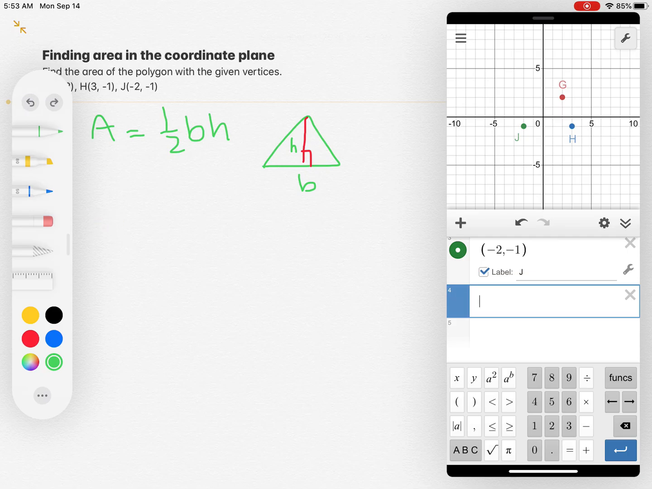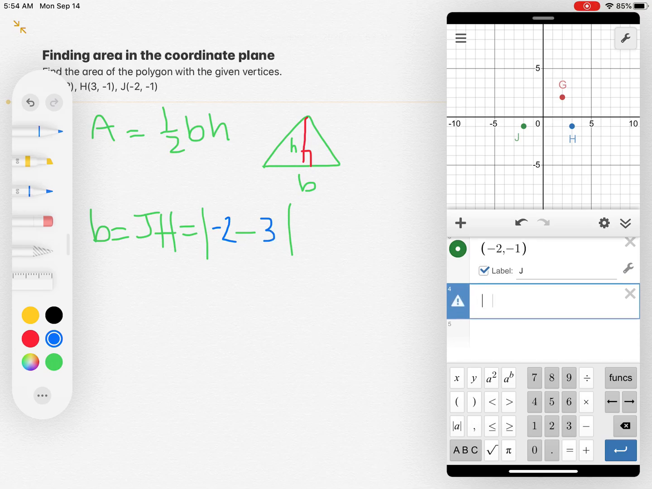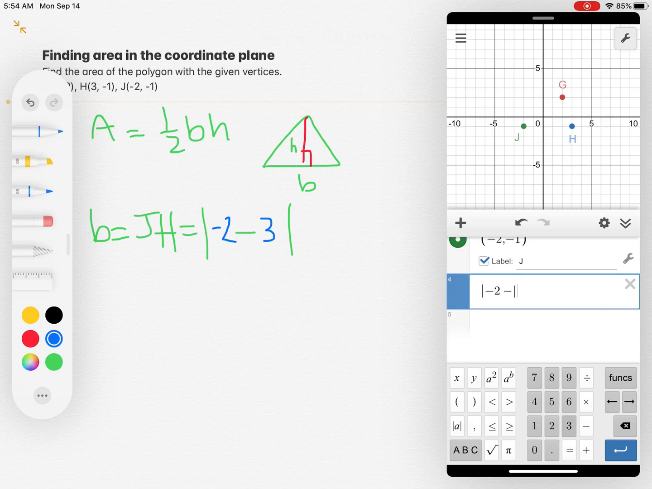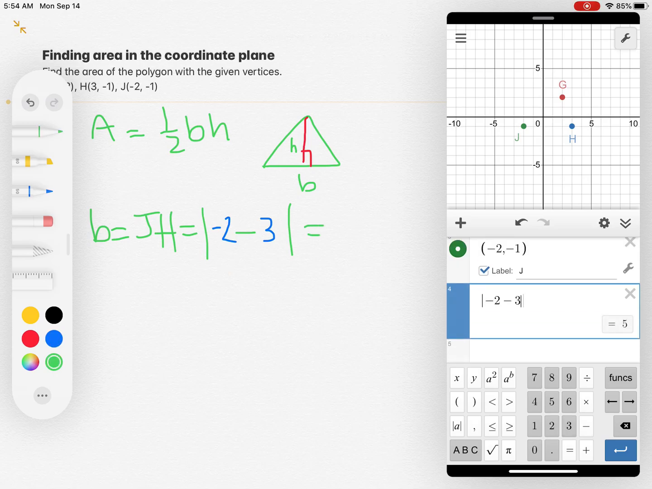Actually, let me undo that and write B in front. So B is going to be JH's side length. Since JH is not diagonal, it's a horizontal, we can just subtract the two coordinates that are different. And so that would be our x coordinates in this case. X coordinate of J is -2. The x coordinate of H is 3. When I do the absolute value of that, absolute value of -2 minus 3 equals 5. So my base is going to be 5.